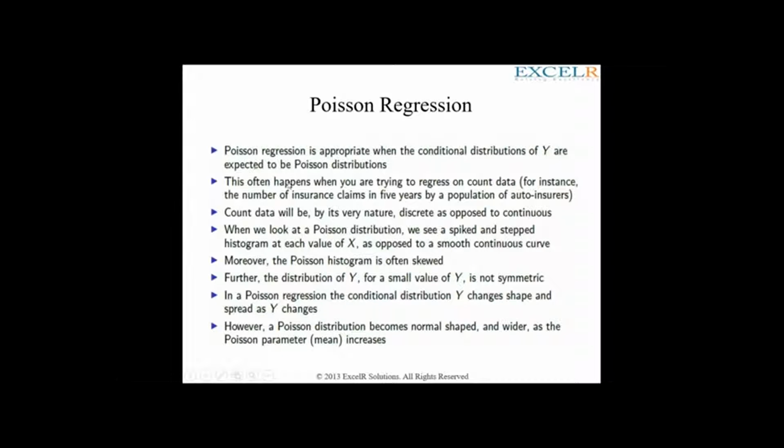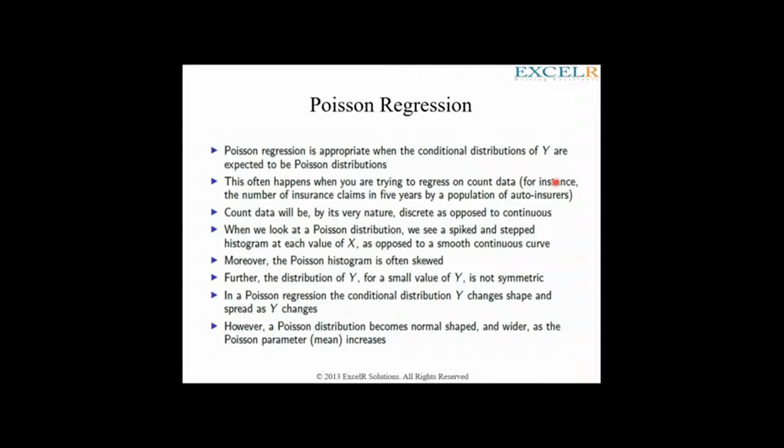Obviously, for you to use Poisson regression, the underlying assumption is that your data is expected to be following Poisson distribution, for obvious reasons, right? So Poisson regression is appropriate when the conditional distributions of y are expected to be Poisson distributions. What do you mean by conditional distributions of y? Y given x, right? What is y going to be given these x's, given these inputs?